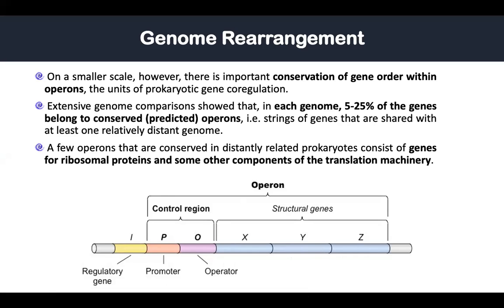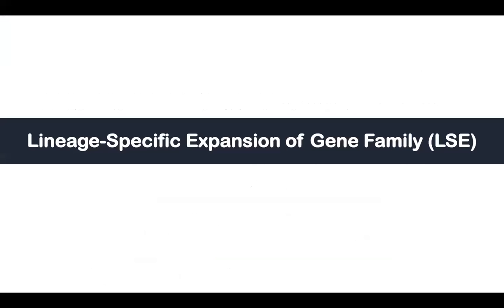So extensive genome comparisons have shown that in each genome, about 5 to 25% of the genes actually belong to conserved operons, which are basically strings of genes that are shared with at least one relatively distant genome. A few operons that are conserved in distantly related prokaryotes actually consist of genes for ribosomal proteins and some other components of the translation machinery, right?